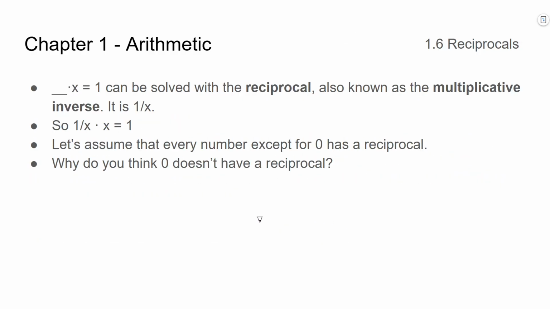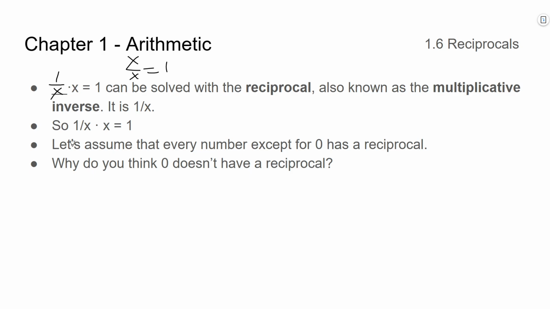So this can be solved with the reciprocal. You can also call it the multiplicative inverse, but reciprocal's easier to say. So the answer to that is actually going to be 1 over x. So 1 over x times x is going to be 1. And if you remember your fraction multiplication, you would know that to multiply this together, you do x times 1, and it'd be x over x. And that, of course, would equal 1.